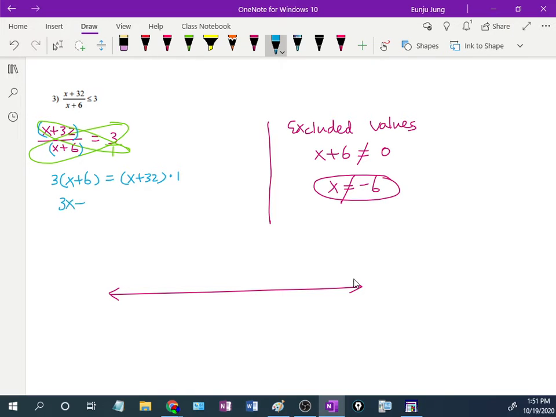So now let's do the distributive property, and then let's solve the equation. Move the x term to the other side, 2x. Let's move the number 18 to the other side by subtracting 18. So what do I get? 14. All right. So what is going to be the x value? Divide both sides by 2, 7. So I have the number 7, and I have the number -6.